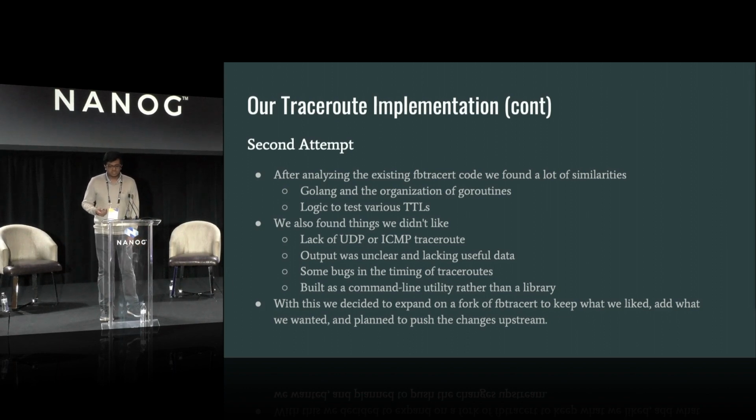Some of the things which we wanted to add were UDP and ICMP data, and we also wanted to build a CLI utility rather than a library. So we forked the FB Tracer version, and we tried to add whatever we can. This is the first part of the hack.